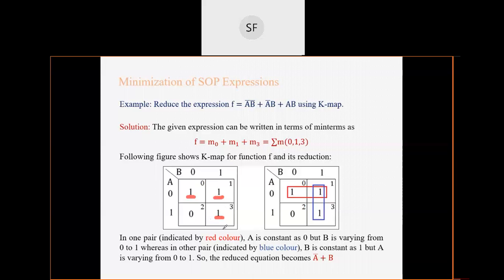Now mapping is done. The next part is you have to simplify or reduce your K map. In order to simplify it, you have to observe two adjacent ones, two adjacent cells. Now here you can see there are 3 ones. Out of these 3, these 2 are adjacent cells. What do you mean by adjacent cells? Always remember only one variable should vary.